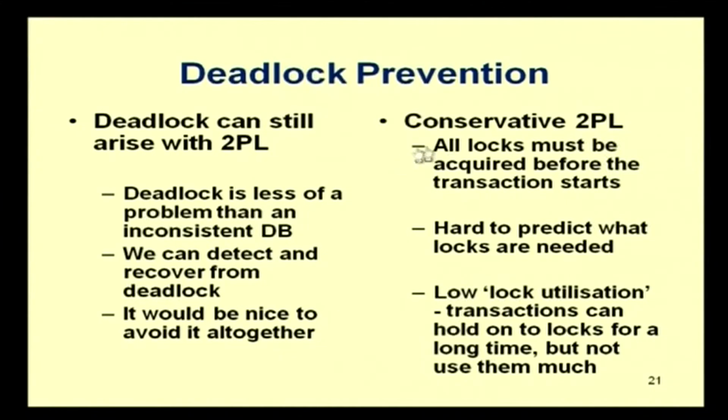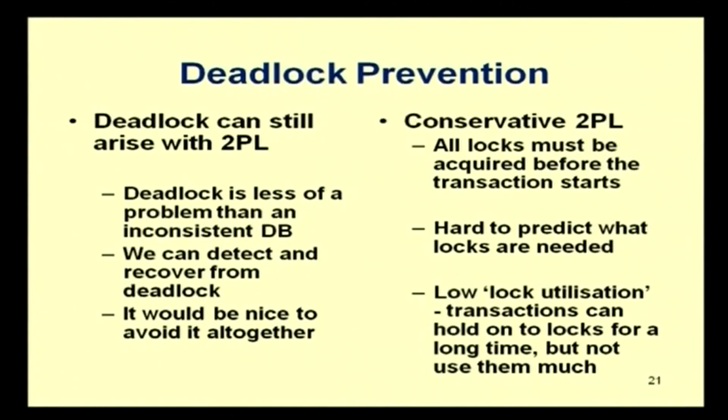So, there are different types of 2-phase locking. One is conservative, all locks must be acquired before the transaction starts. It is hard to predict what locks are needed at that point. Here you get low lock utilization because a transaction can hold on to locks for a long time, but actually those locks are not used. Before the transaction is started, locks are required on all the data items that you want to read or write, but you may not use them immediately, you may use them after a long time. So, lock utilization is very poor.